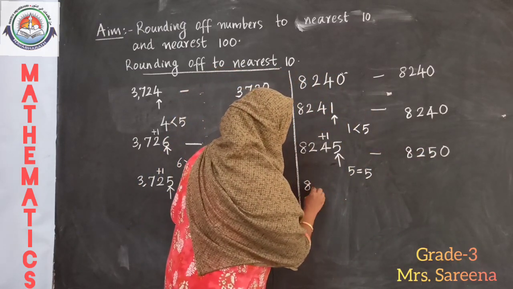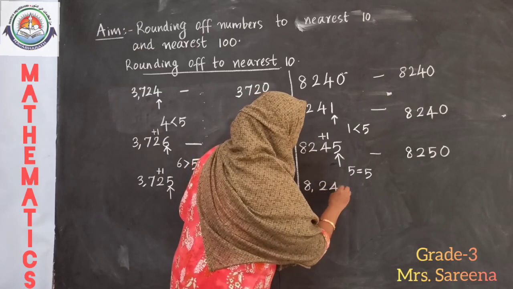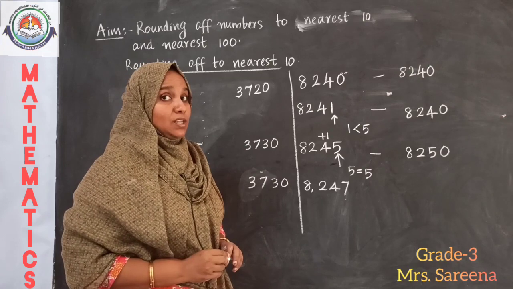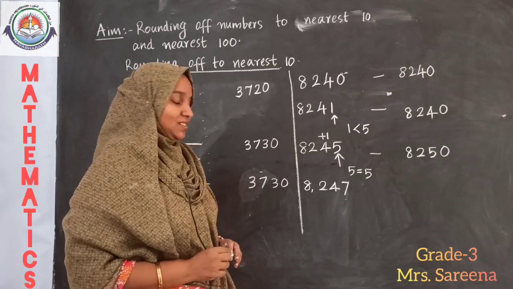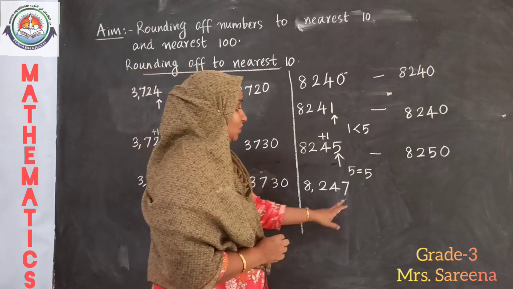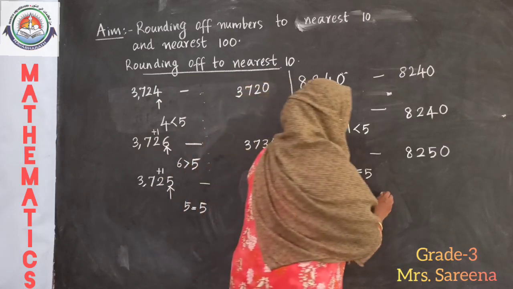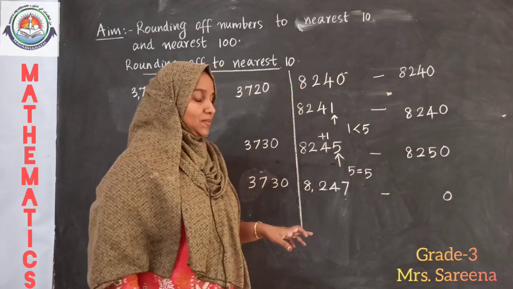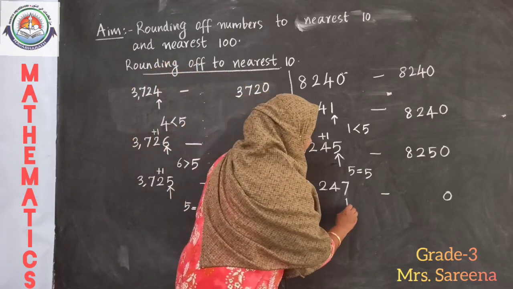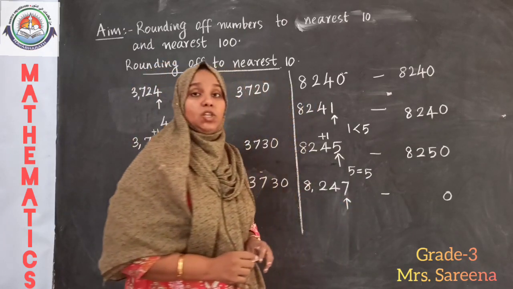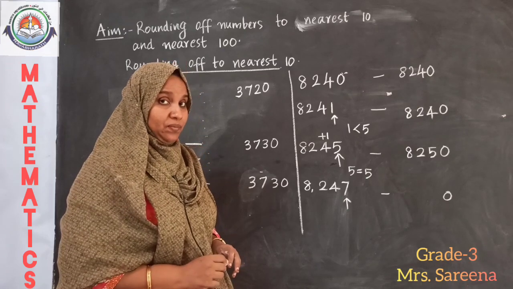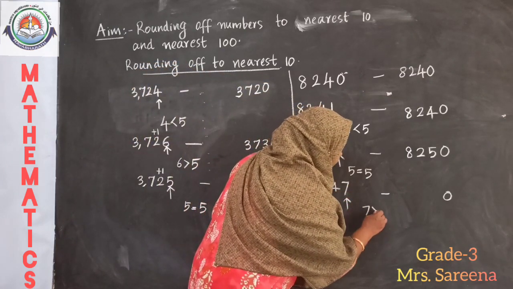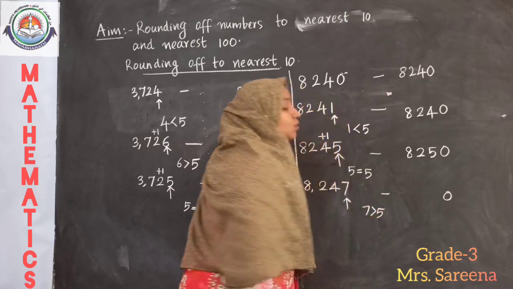Example: 8247. This is easy now. Do it yourself. How to do? What do we have to do first? We should put a 0 at the ones place. Then check the number at the ones place. It is 7. Okay, is 7 greater than or less than 5? 7 is greater than 5.